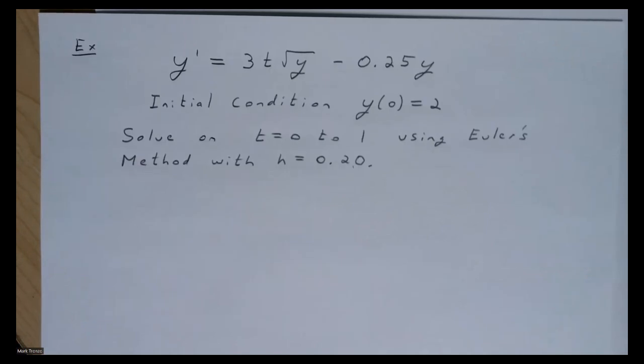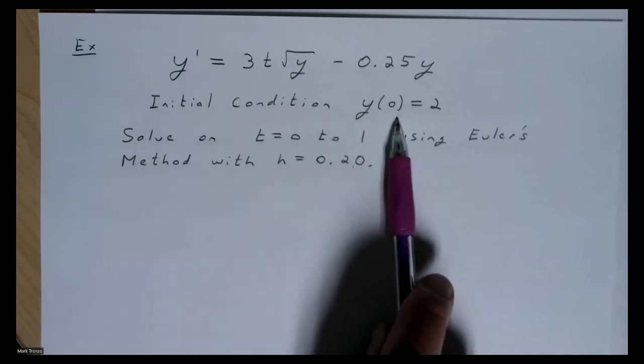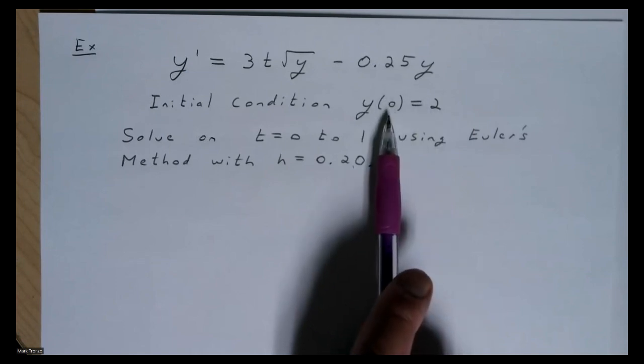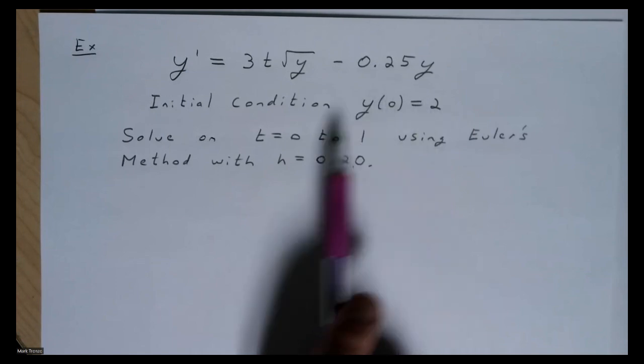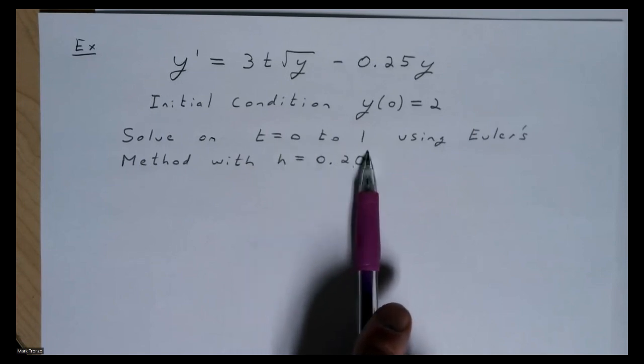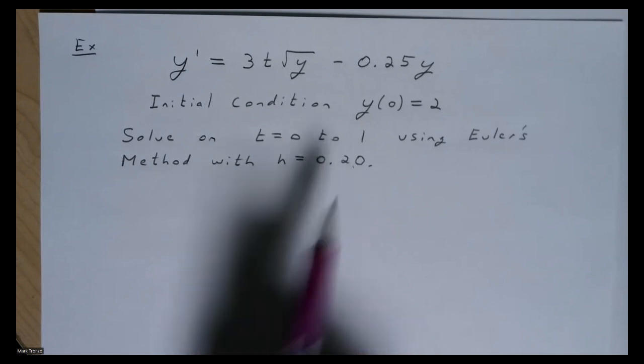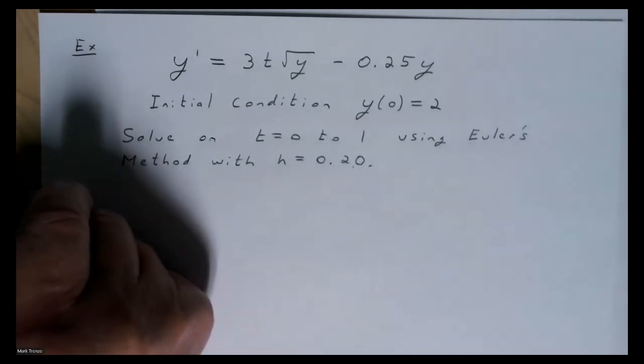Just take a look at this example. We're going to solve this first order ordinary differential equation. It has an initial condition of y equals 2 at time t equals 0. And we want to solve it on the interval t equals 0 to t equals 1 using Euler's method with a step size of 0.2. Let's take a look at that.